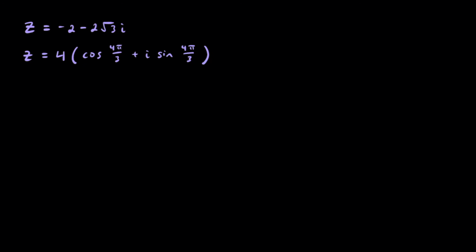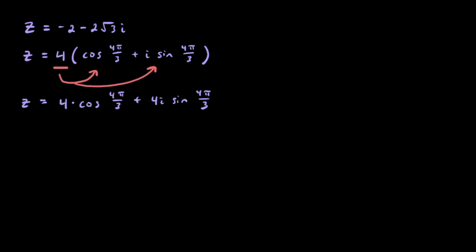In this first example, I'm just going to try to show you why these two forms are really the same thing. So I'm going to start off by distributing this 4 to both parts inside. And so we can rewrite this trig or polar form as z is equal to 4 times cosine of 4 pi over 3 plus 4i times sine of 4 pi over 3. Okay, so basically the same thing, just distributing the radius out.